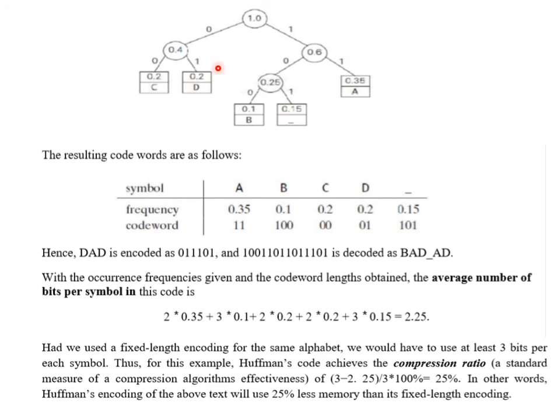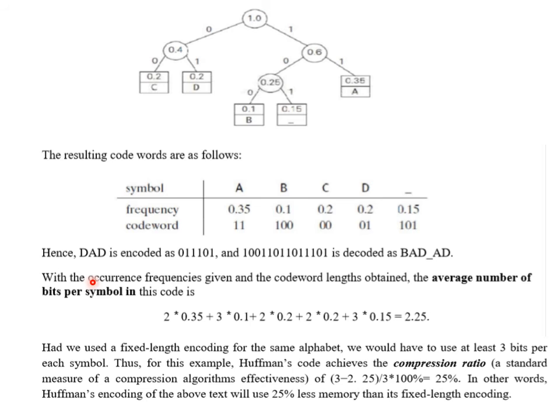So this is the same Huffman tree with the labels and frequencies. The resulting code words are shown below. So that is the same frequency and code word. A is equal to 11, B is equal to 100, C is equal to 00, D is equal to 01, and underscore is equal to 101.